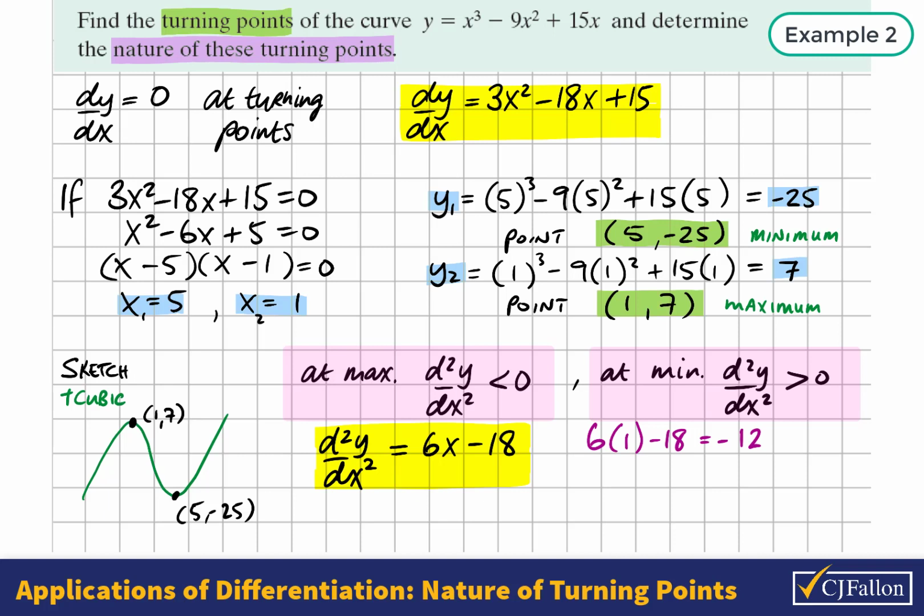So that means when the x value is 1, that must be a maximum as opposed to a minimum. So that's the proof that that's a maximum. And we do the same with our other x value. If we sub in 5, this time we see we get an output that's positive. So we have an output of 12. And since this is greater than 0, that means (5, negative 25) must be a minimum.